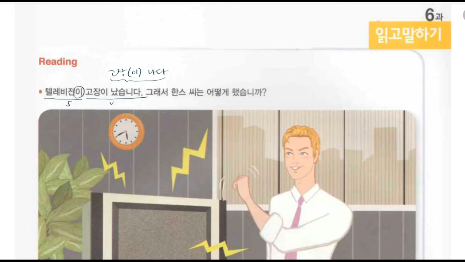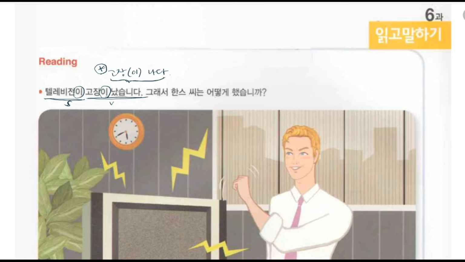자, this is very weird structure, isn't it? We have two subject markers. Okay? However, you should understand that 텔레비전이 is actual subject. And 고장이 is not a subject. It's just a part of this expression. 고장이 나다. Okay? Be careful. 그래서, so it means television has been broken. 그래서 한스 씨는 어떻게 했습니까?